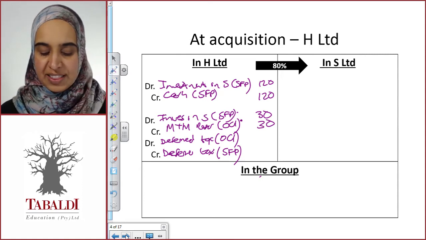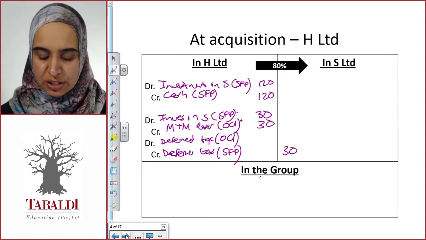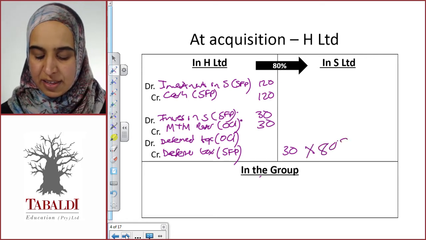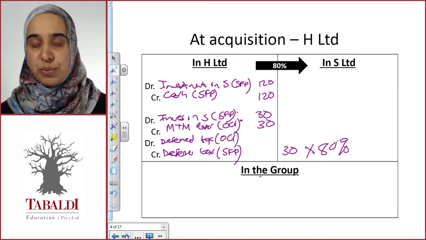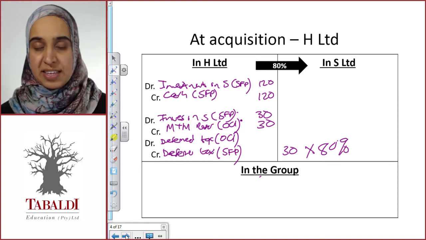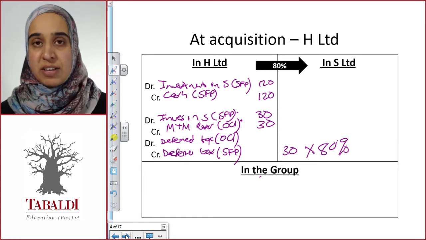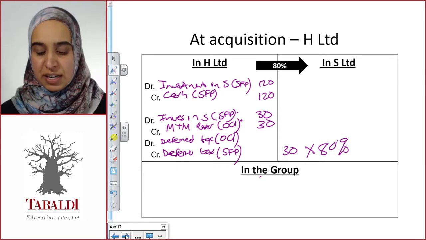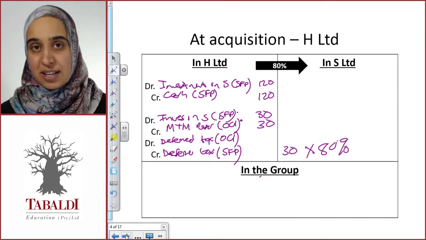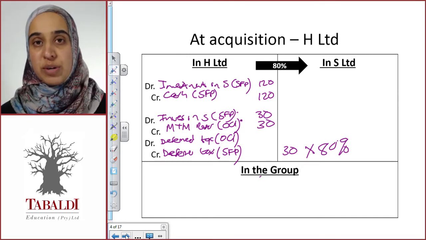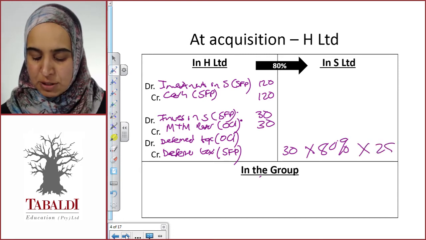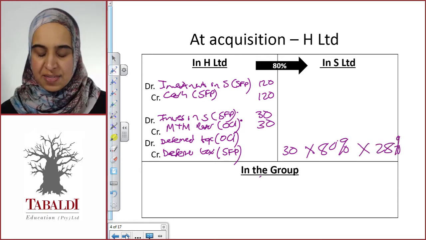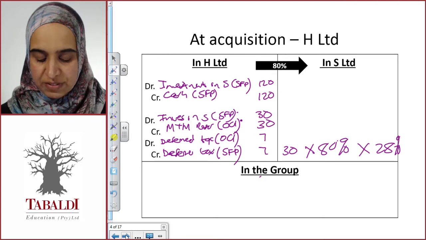Okay, so how do we calculate the deferred tax? We're going to take the revaluation amount, we can take the fair value increase, multiplied by the capital gains tax inclusion rate, because we're going to probably recover this value, thinking about it from H Limited's separate financial statements perspective. They're only going to recover this value once you sell the subsidiary, so you're going to recover it through capital gains, and that's why you're going to use the capital gains tax rate times the normal tax rate, and that is going to give you an amount of 7.